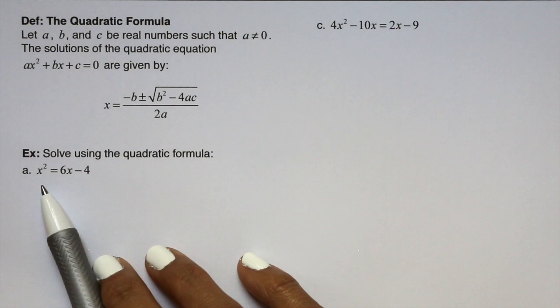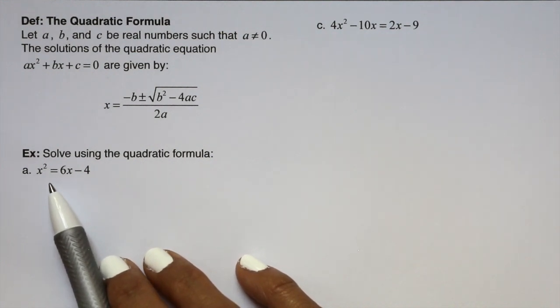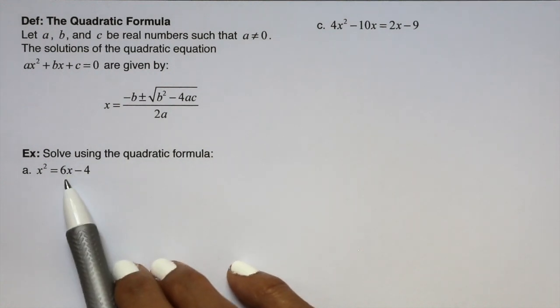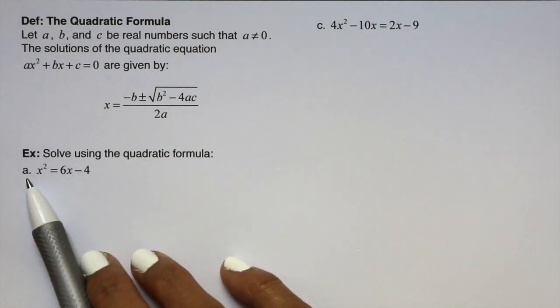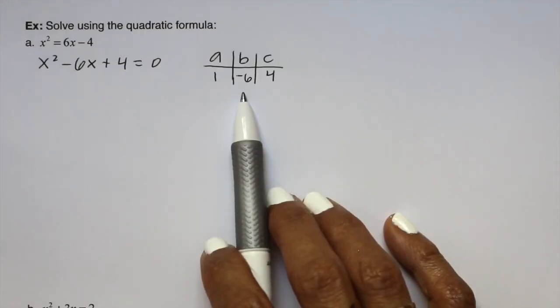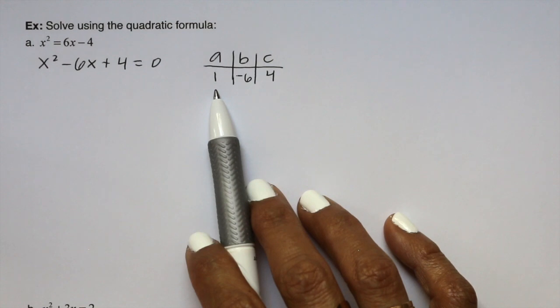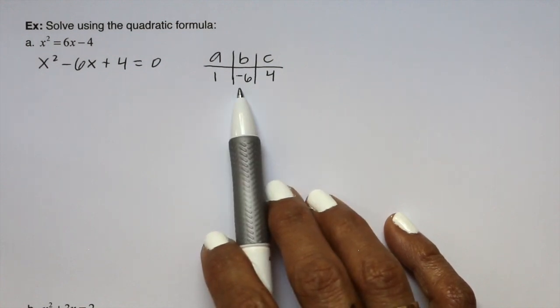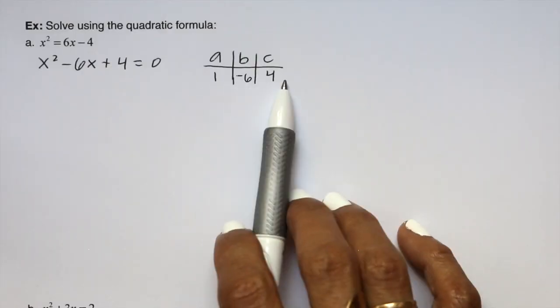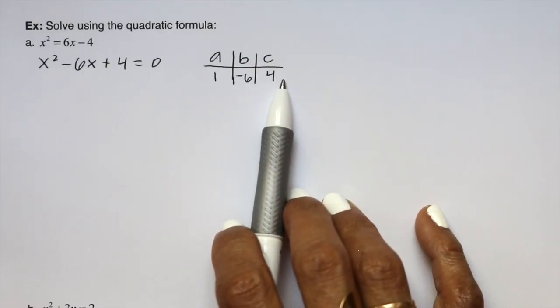So this first problem says, solve the equation, and we're going to use the quadratic formula. In order to do so, we want this equation equal to 0. So we need to move this 6x and this negative 4x to the left side. So now that we have the equation in the right form, I set up an ABC chart. A is the number in front of the x squared term, B is the number in front of the x term, and C is the constant. So now we have ABC, now we can plug them into the quadratic formula.